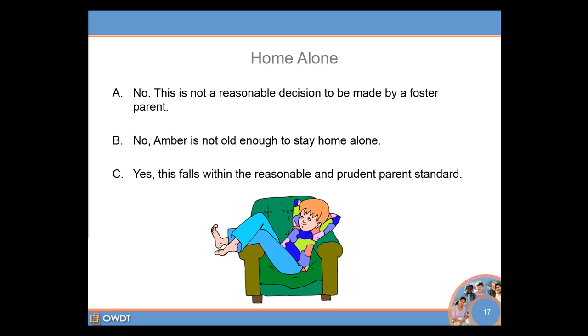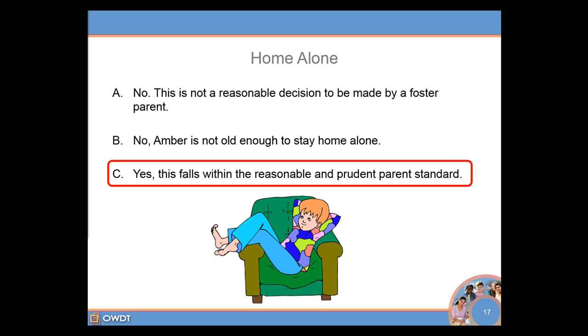Amber just turned 13 and she wants to ride the bus to her foster home after school, where she would be alone for 2 hours until her foster mom Rose got home. Can Rose make this decision to allow Amber to stay home alone? A. No, this is not a reasonable decision to be made by a foster parent. B. No, Amber is not old enough to stay home alone. C. Yes, this falls within the reasonable and prudent parent standard.